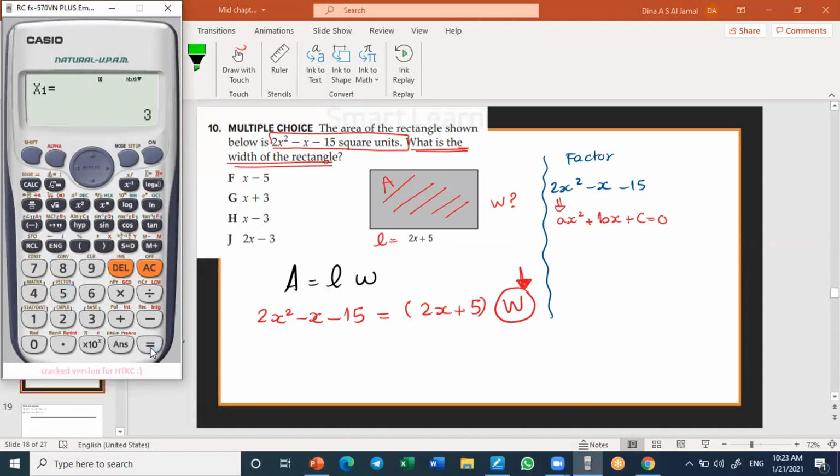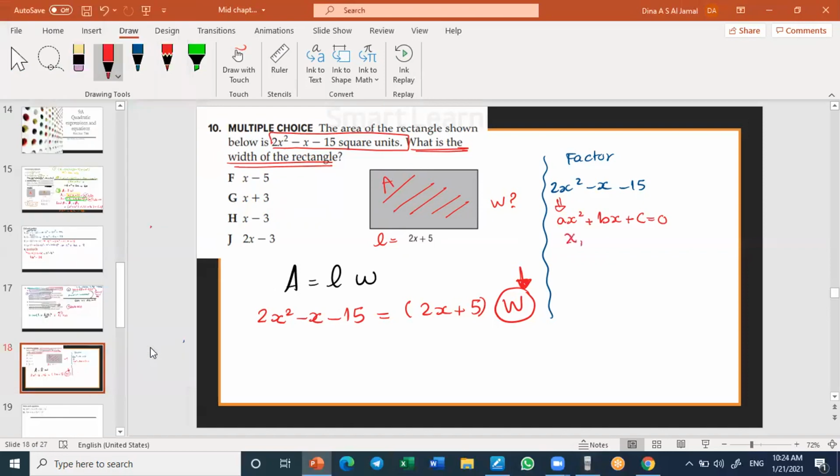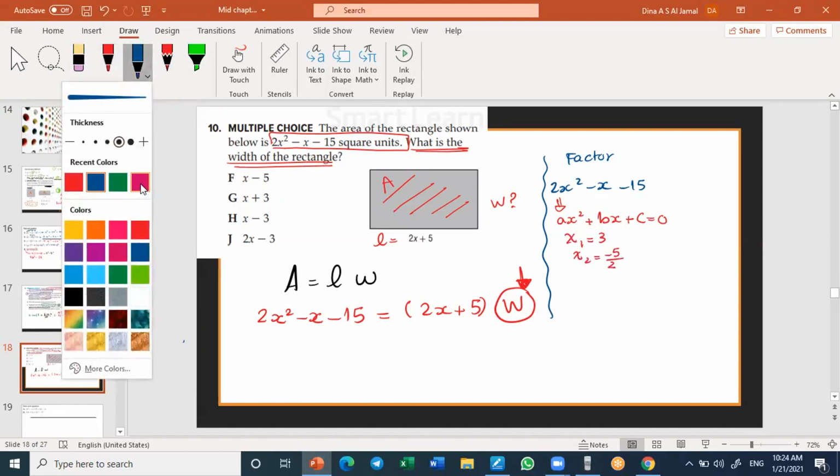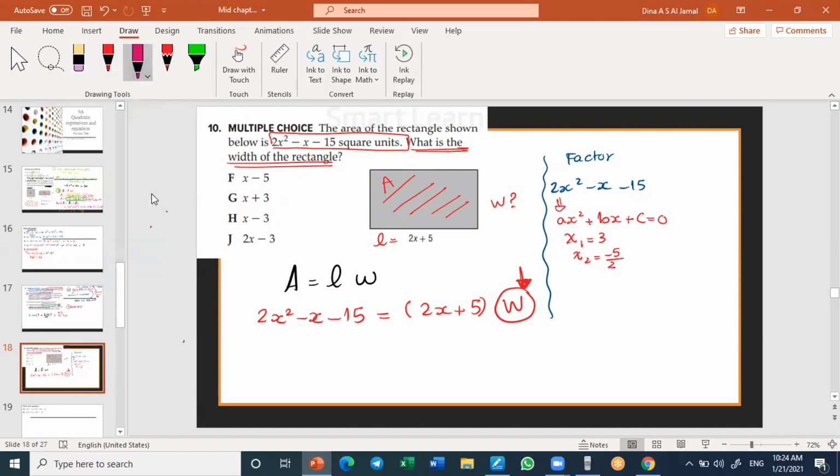Great. Now, that means your x1 is equal to 3, your x2 is equal to minus 5 over 2. So let's write it now. You got two answers. Your x1 is 3, your x2 is minus 5 over 2. So whenever you are getting an answer from your calculator, you can write the factors by just changing it and equating it to 0.